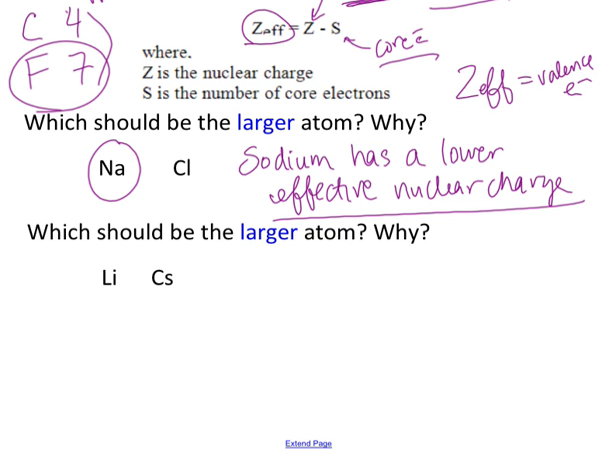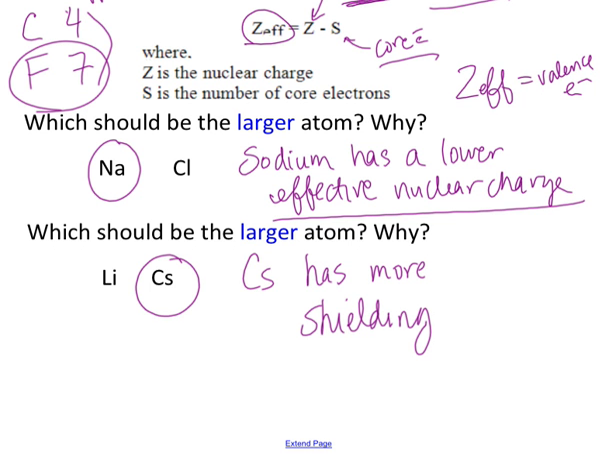Which should be larger, lithium or cesium? Cesium. Why? Okay, don't say just shielding. That would not be enough. You have to say whether it has more or less. If a student writes shielding, that's not enough because you're not telling me if it has more or less shielding. So cesium has more shielding. We're not asking you to write a ton, but you can't just write one word either.